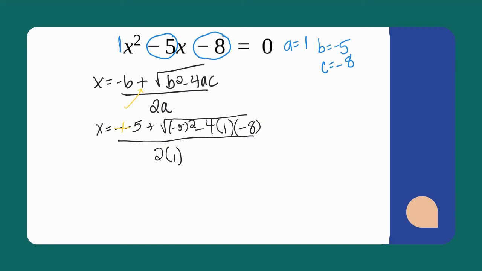All right, so order of operations tells us we need to simplify this exponent first, and then we can do what's underneath the grouping symbols, which is our square root sign. So we have x equals 5 plus the square root of -5 squared is 25 minus 4 times 1 is 4 times -8 is -32. Again, I notice I have 2 negative signs next to each other, so that becomes addition, all over 2. 2 times 1 is 2.